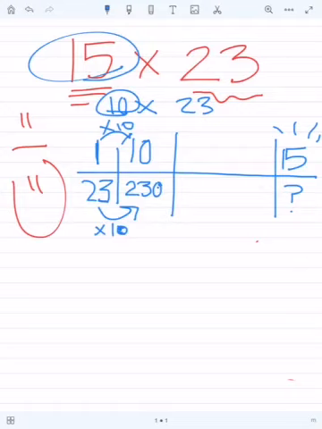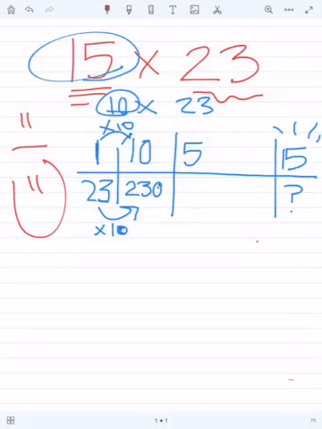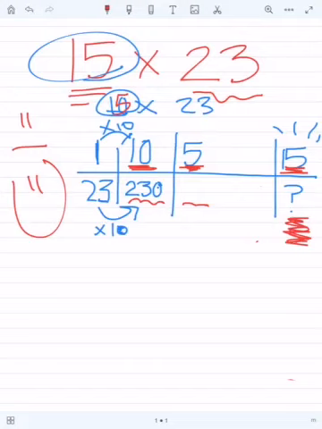Me personally, I probably would go to 5 groups and just get it right there. Because I know that 10 plus 5 more will give me 15. So then I would just take my 230 plus whatever I get here, and it'll give me how much I'll actually get. So now I need to do 5 groups of 23.